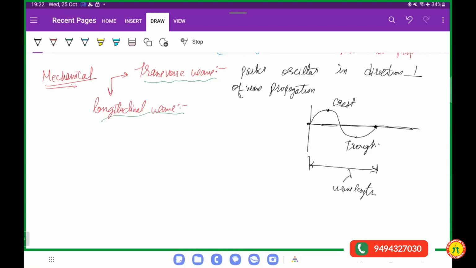Okay, and remember one thing, it is very, very important that it travels only in solid and liquid. Then only it will give you crest and trough. But let's write about this guy, longitudinal.